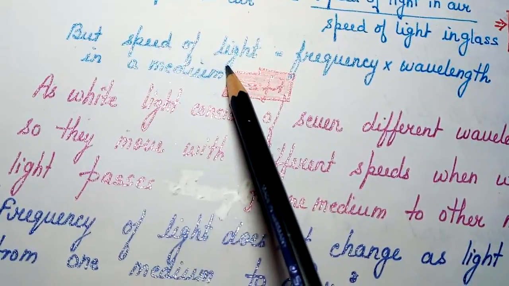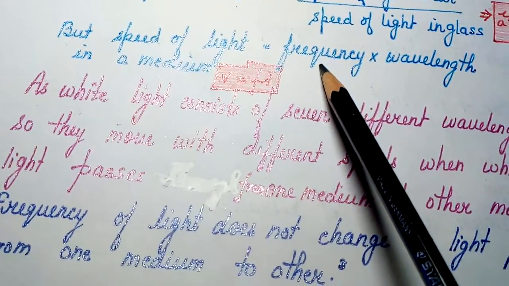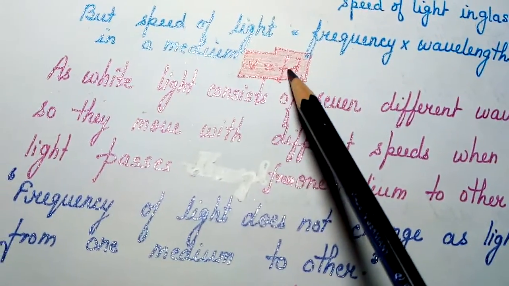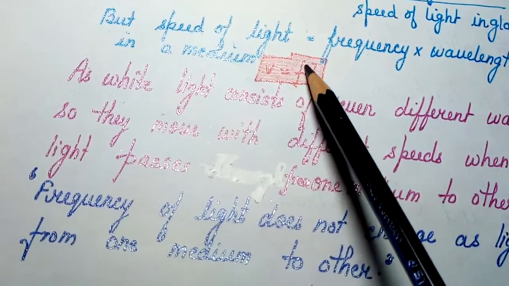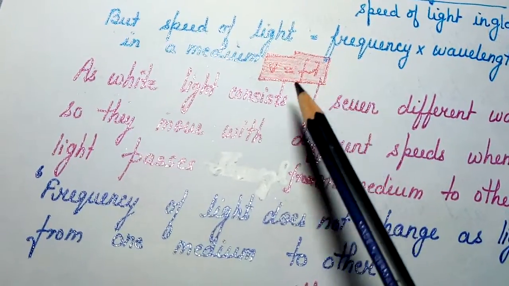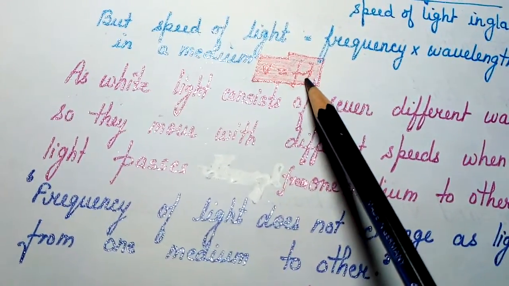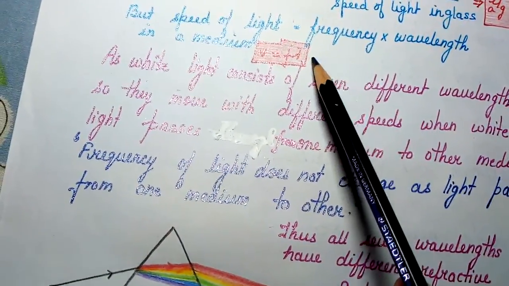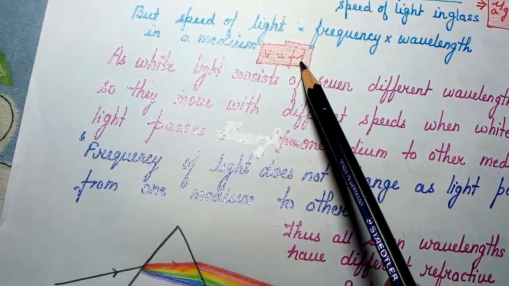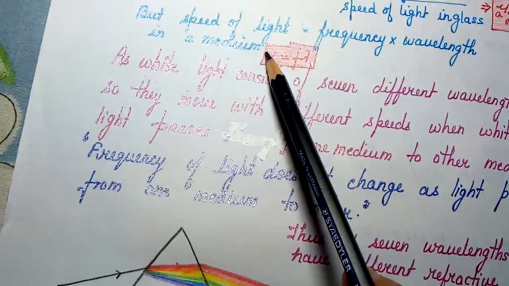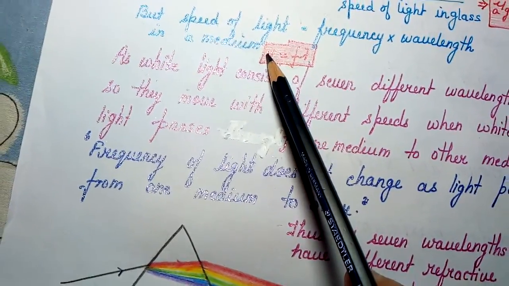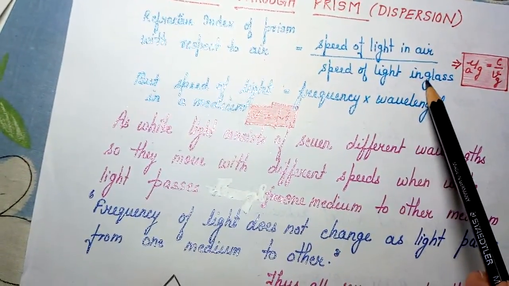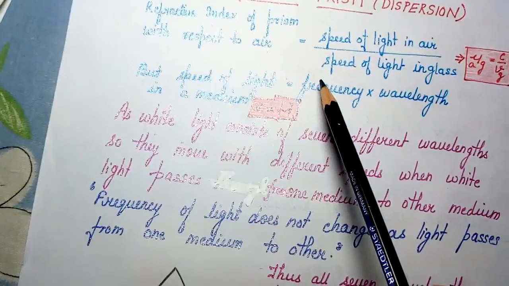But speed of light is also given by the formula frequency into wavelength. Now what happens when light passes from one medium to other? Its frequency does not change. But since white light consists of 7 different wavelengths, and if 7 different wavelengths are moving with different velocity in glass, then refractive index, which is speed of light in air upon speed of light in glass, changes.